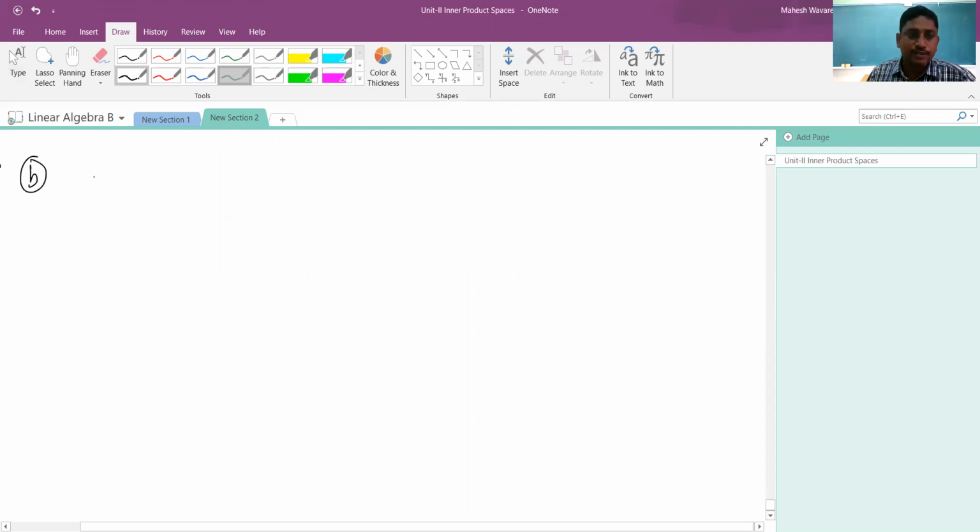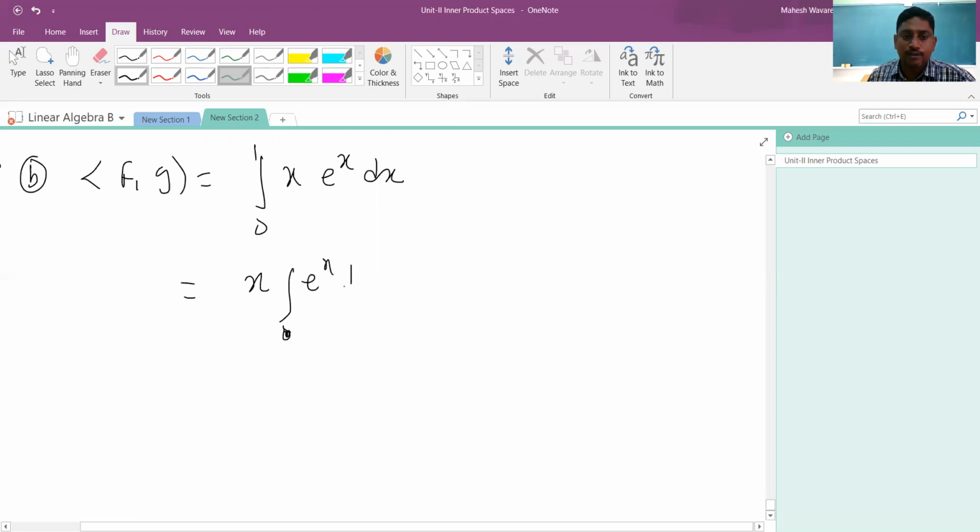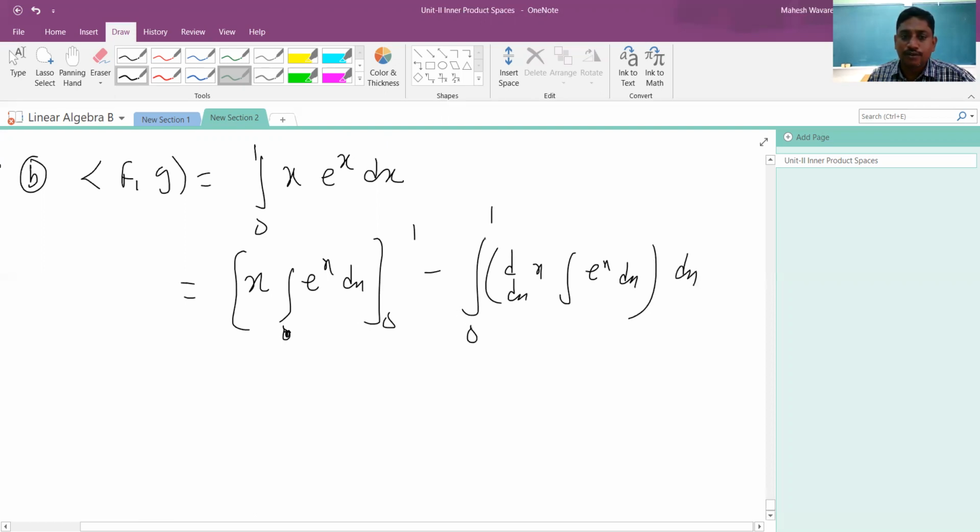The B part is: F and G are known to you, that F is x and G is e to the power x, so the LIATE rule you can apply. Integration of x e to the power x dx, with limits 0 to 1, equals x times the integration of e to the power x, minus the integration of the derivative of x times the integration of e to the power x dx, from 0 to 1. So this first part is x e to the power x, put limits 0 and 1.